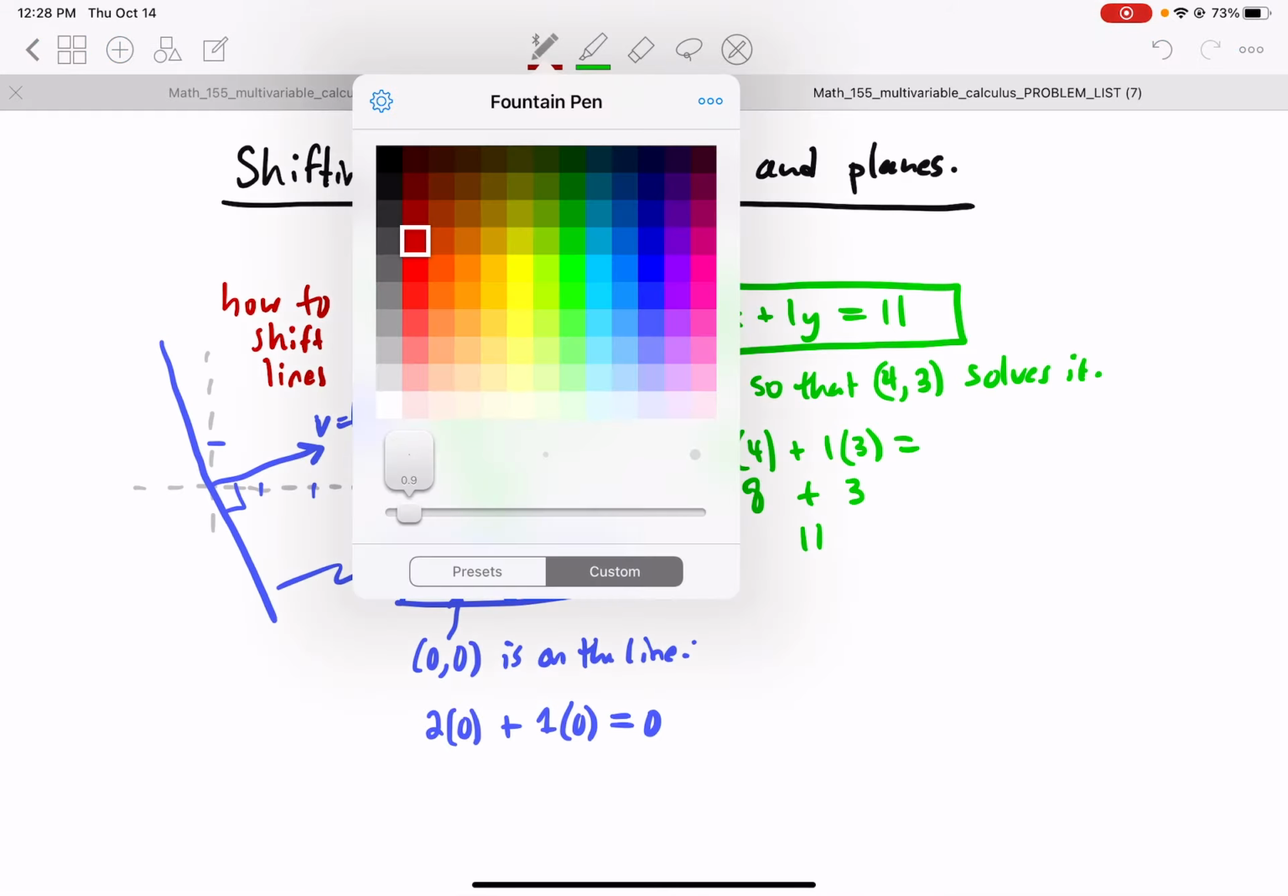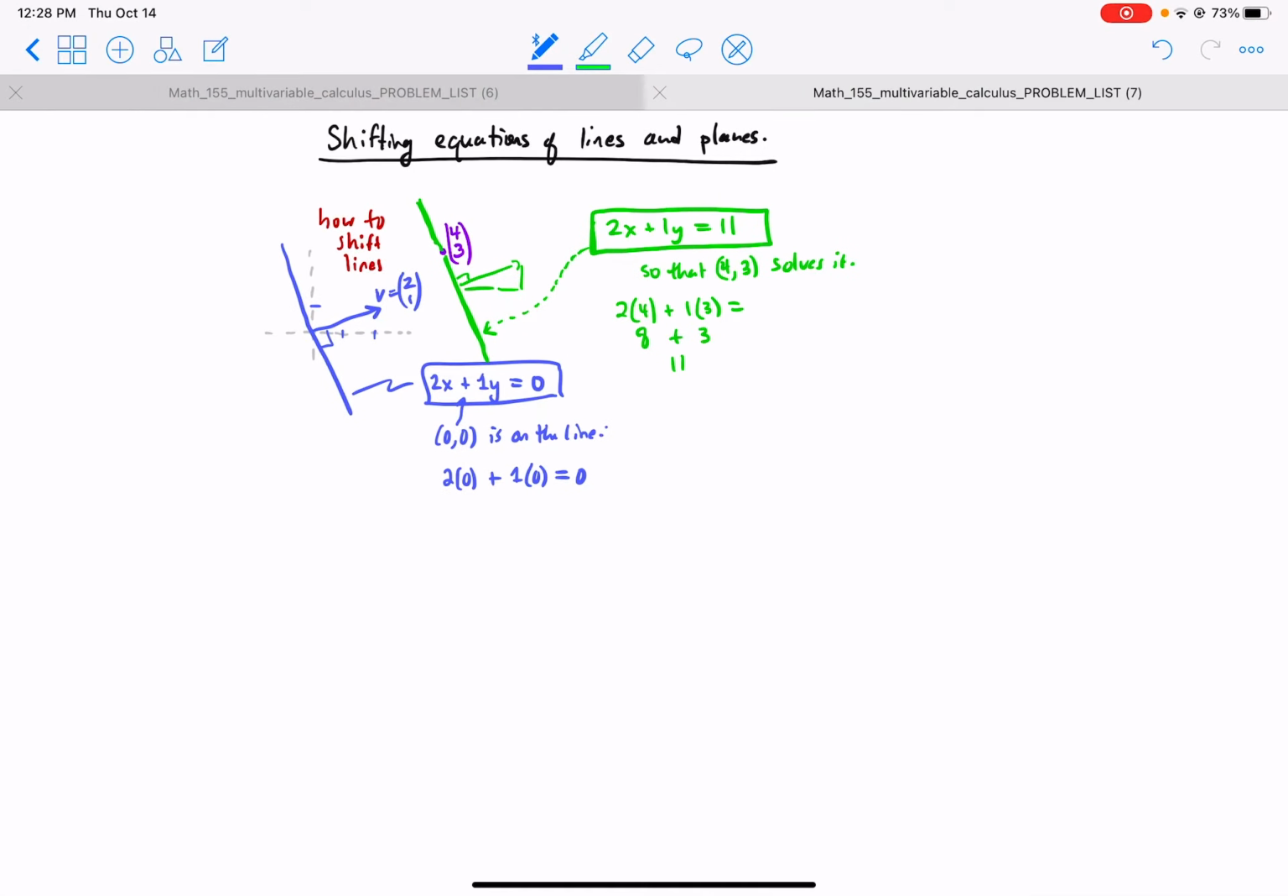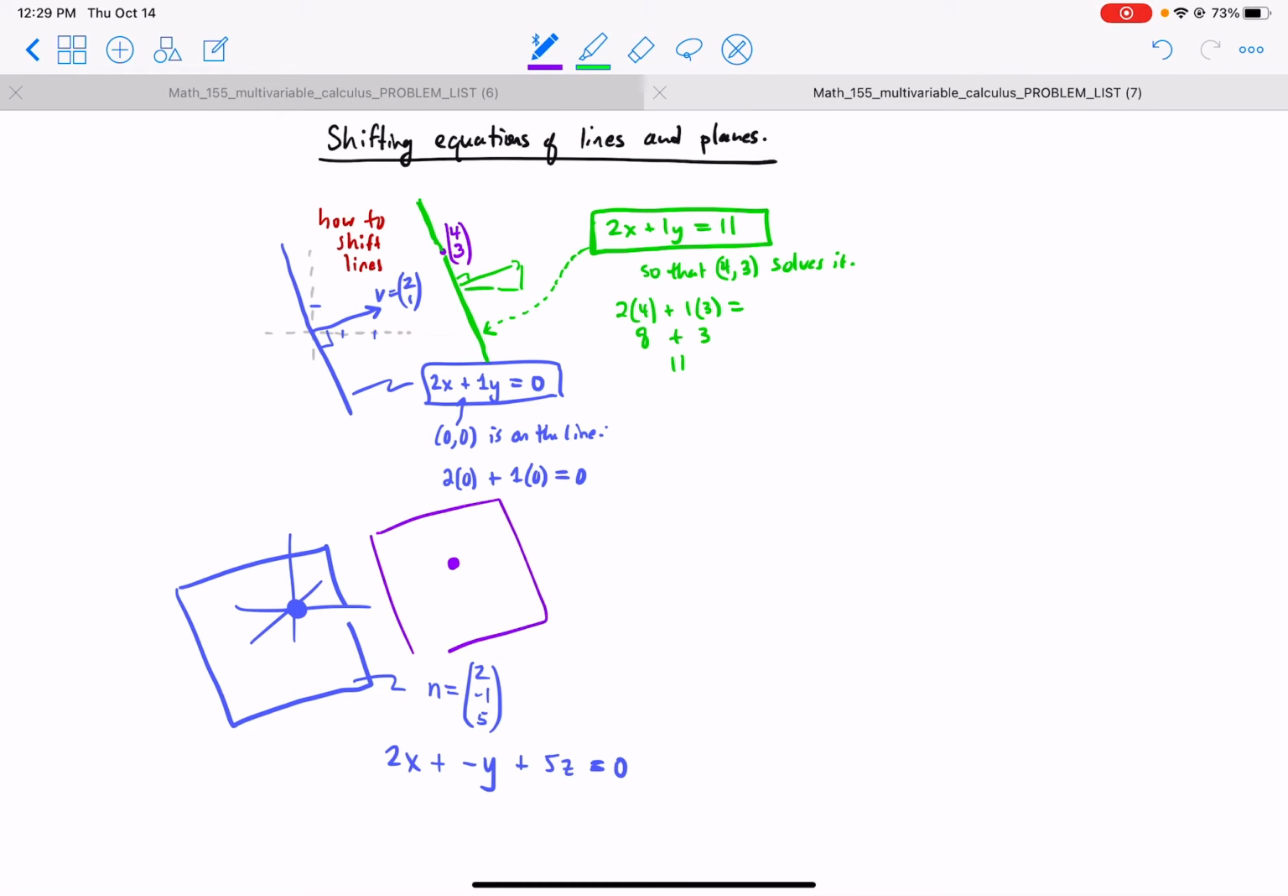So let's see that. If I'm in three-dimensional space, and I have some plane through the origin, it's hard to draw, but let's say that this is the plane whose normal vector is (2, -1, 5). Then it's the plane with the equation 2x - y + 5z = 0. And then let's say I have a point, and I want to shift my plane so that it passes through that point, but has the same normal vector, the same tilt.